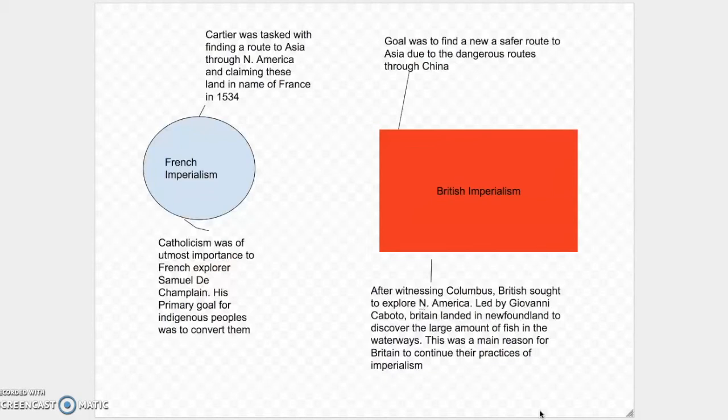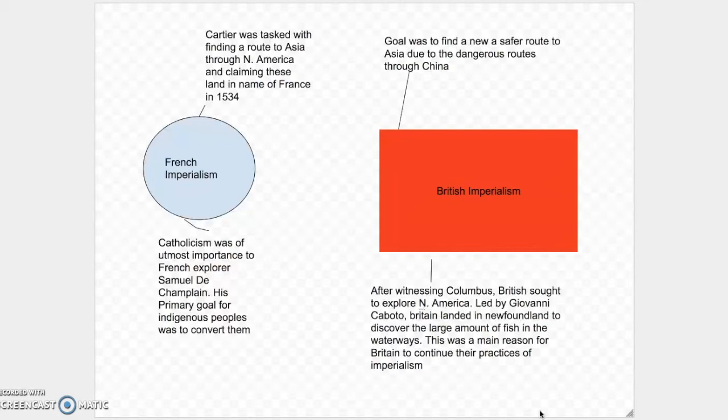Whereas for British imperialism, the goal was to find a safer route to Asia due to dangerous routes through China and the Mongolian Empire at the time. This was also a goal for the French and various other European countries during this imperialist time, but is more specific to Britain, especially after Columbus. After Columbus, the British sought to explore North America, led by Giovanni Caboto, or John Cabot.